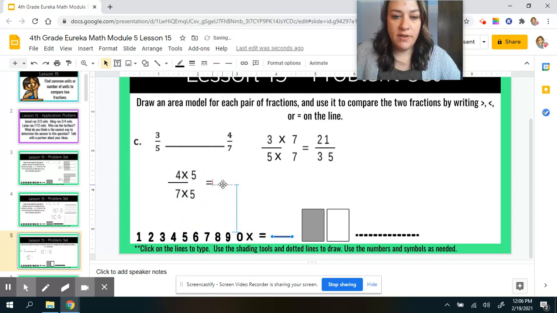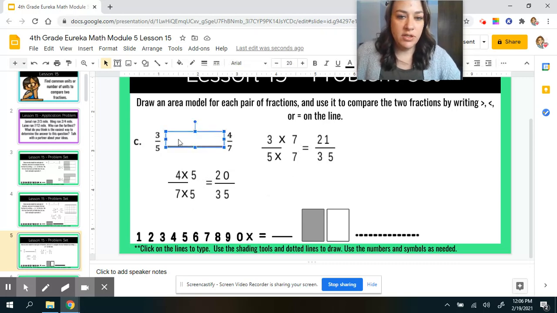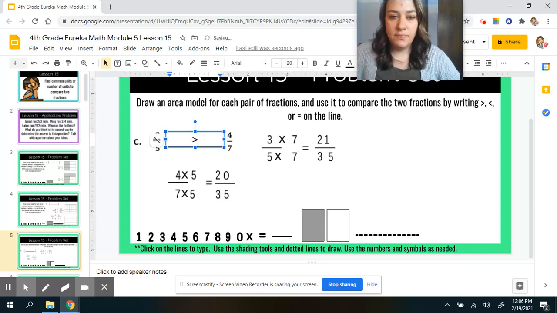So 4 times 5 gives us 20. And 7 times 5 gives us that 35. So now we can look at our common denominators. 21/35, 20/35. So that's going to mean 3/5 is greater than 4/7, because when we compare them with common denominators, 3/5 is just a little bit larger.